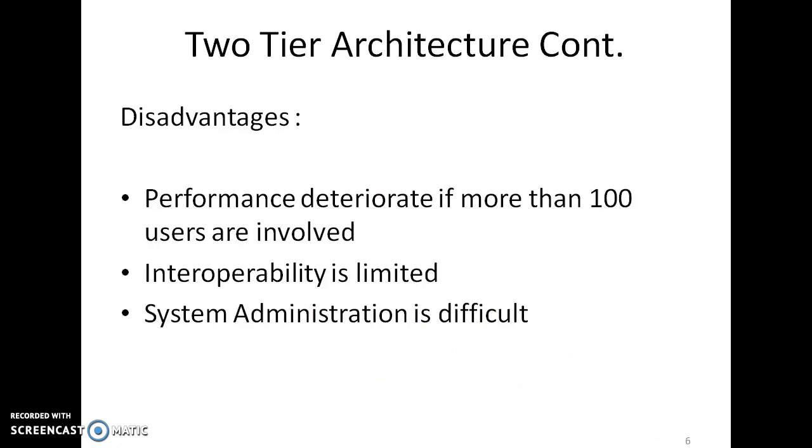The disadvantages of two-tier architecture are as follows. Performance deteriorates if more than 100 users are involved, meaning there is a limitation of 100 users. Interoperability is limited and system administration is much more difficult.